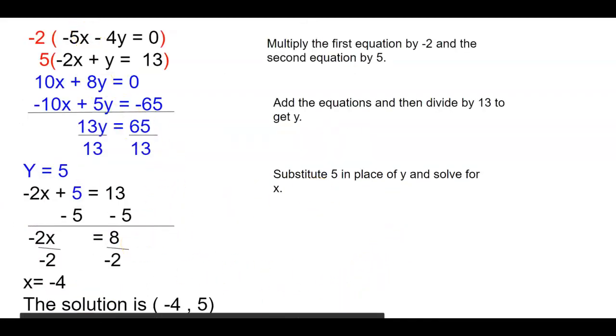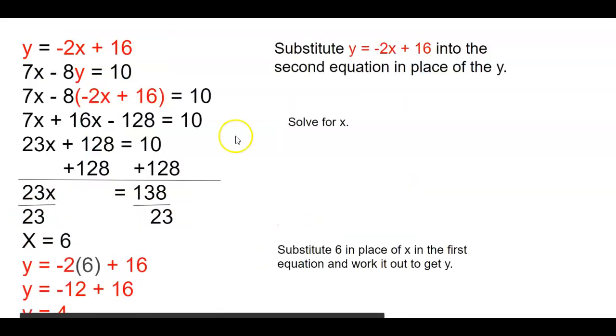On this one, I have to first multiply the first equation by -2 and the second equation by 5. So I get 10x plus 8y equals 0, and -10x plus 5y equals -65. Then I add my equations, and I divide by 13, and that gives me y equals 5. And then I substitute 5 in place of my y, and I solve for x. So I get x equals -4.